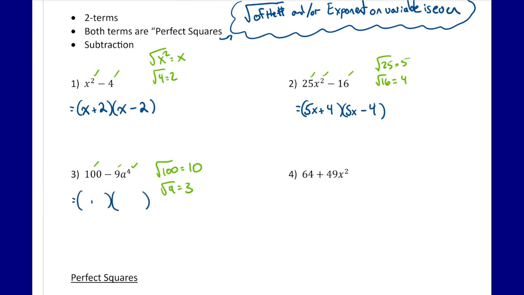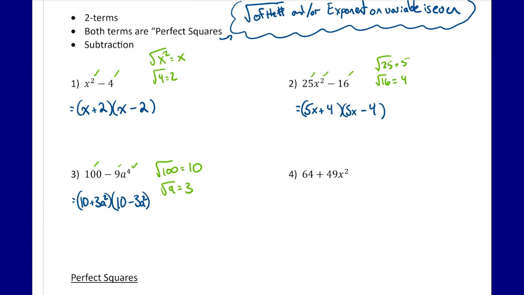So let's come up with our two brackets. One's plus, one's minus. Square root of 100 is 10. Square root of 9a to the power of 4 is 3a squared. So when you have an exponent, if it's an even exponent, when you square root it, just divide the exponent by 2. Now you might ask, does it matter if the plus comes first or the minus comes first? It does not. I can switch these two around. I can put the minus first and then the plus. Either way is fine.